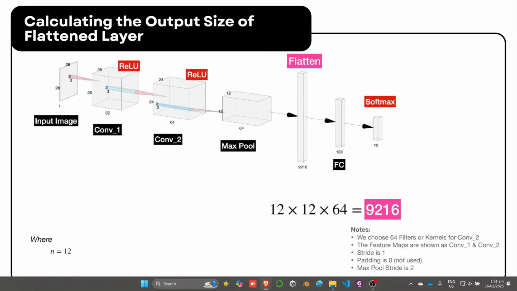Now let's take a look at how we calculate the size of the flattened layer. You can see the flattened layer is right here. It's 9,216. That's actually quite simple. You just multiply all the dimensions of the max pool layer here, so 12 by 12 by 64, which is effectively flattening the layer. So that's how we got that. It's quite simple to work out.